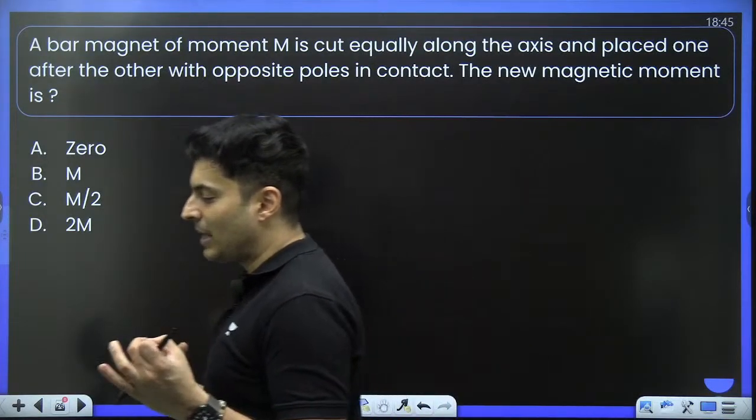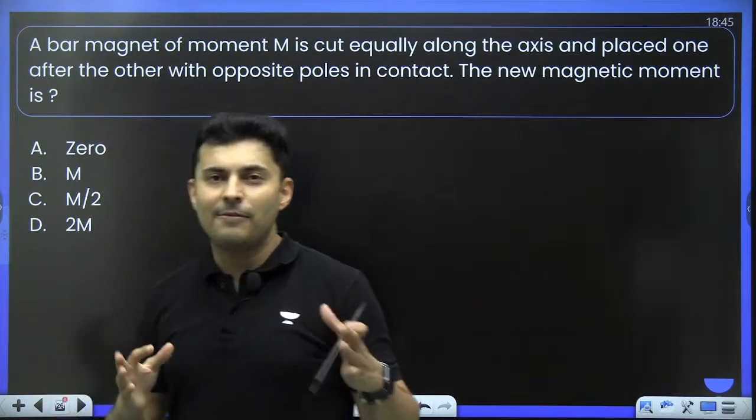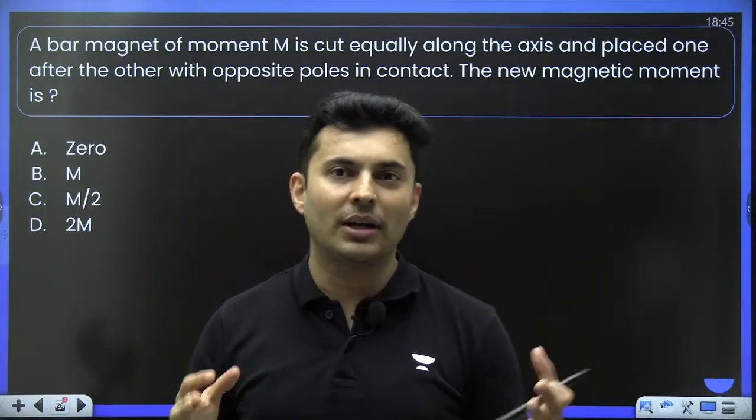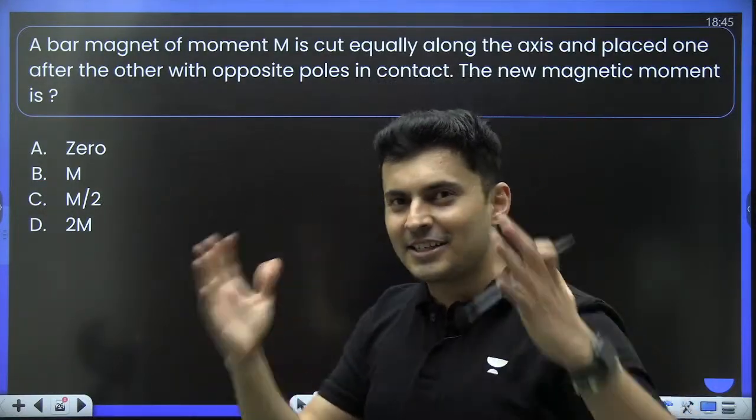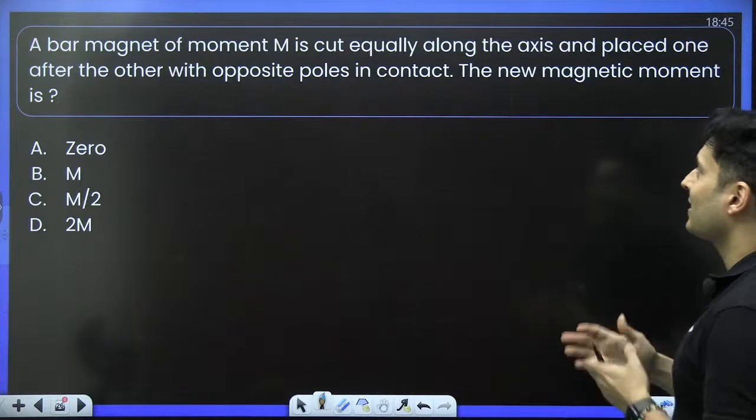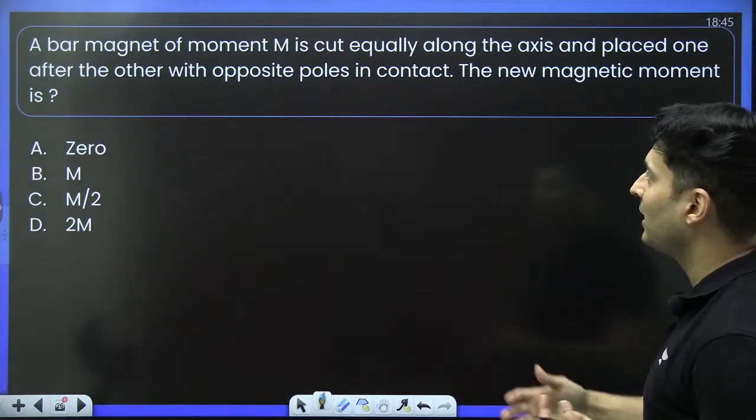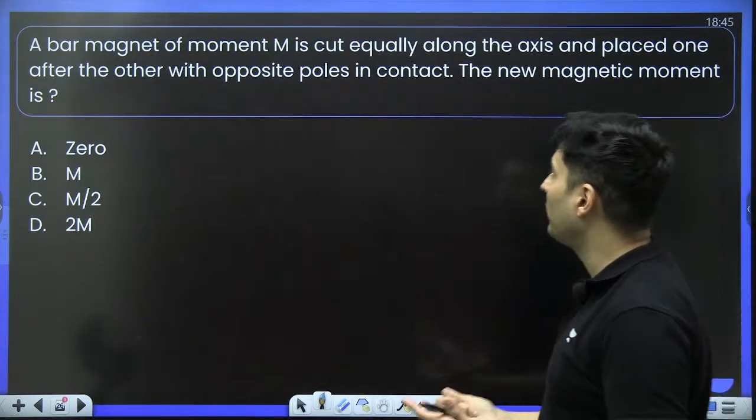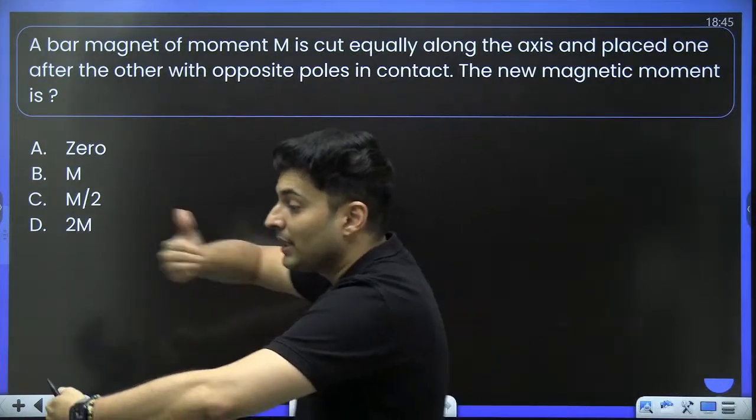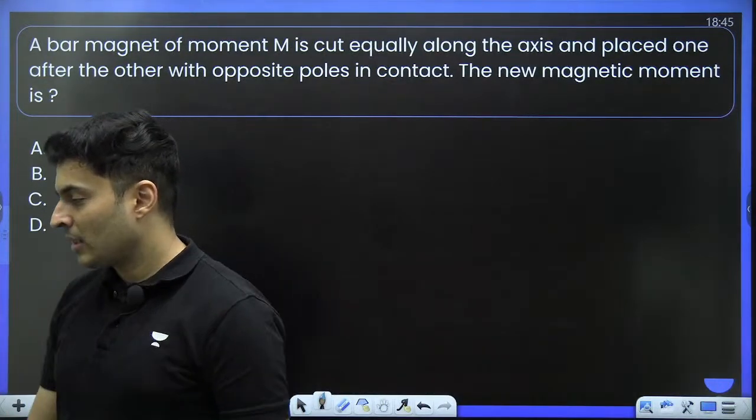I want everybody spamming the answer. I mean, you cannot get this wrong. Imagine this, draw this. Both the magnets cut equally along the axis, placed one after the other with the opposite polarities in contact. One after the other. Keep that in mind.